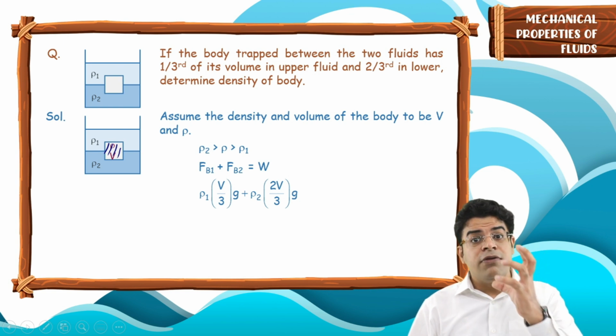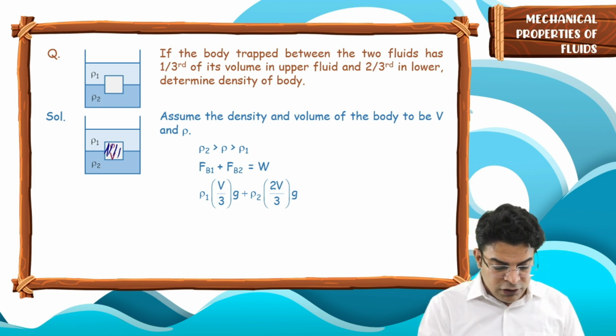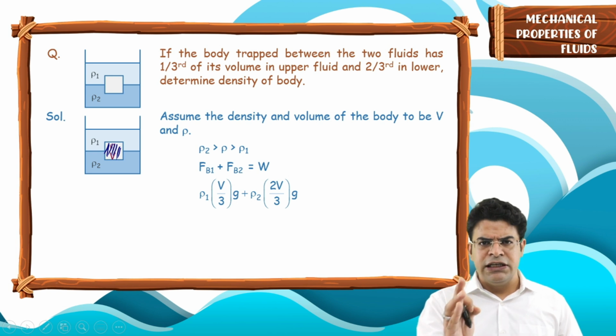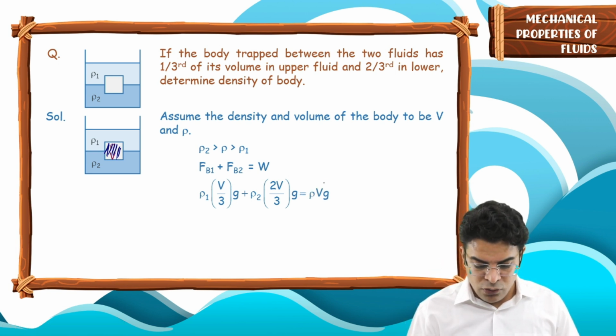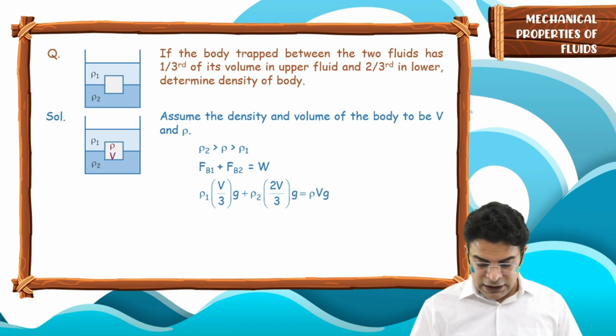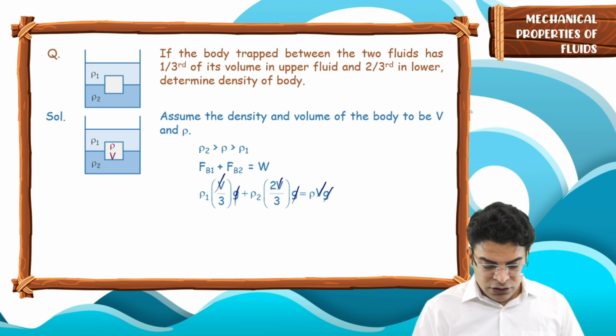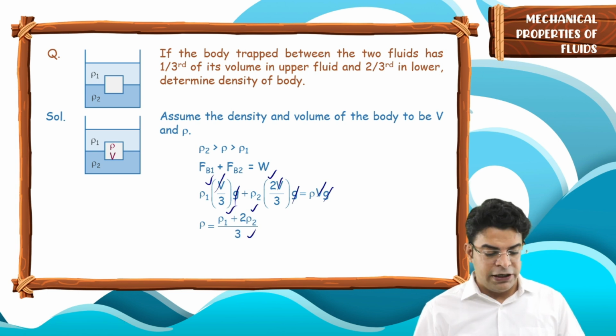And what will be the weight of this body? The weight of the body has to be equal to its density into its volume, that will be its mass, into g. So this has to be equal to ρVg. Now bachcho, you can cancel out V and g. So what you get is ρ1 by 3 plus 2ρ2 by 3 equals ρ. So ρ comes out to be simply (ρ1 + 2ρ2) by 3.